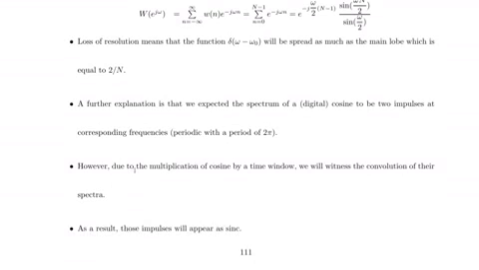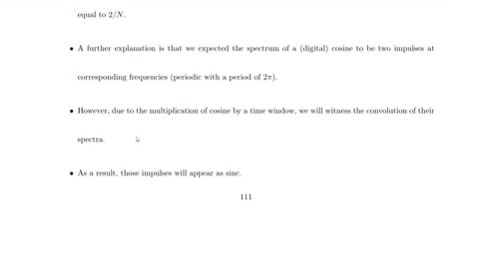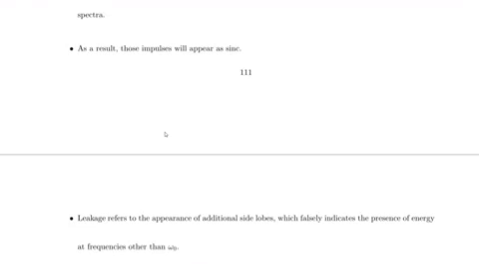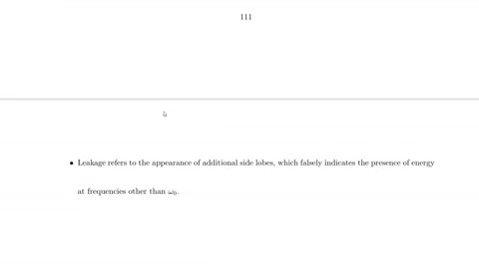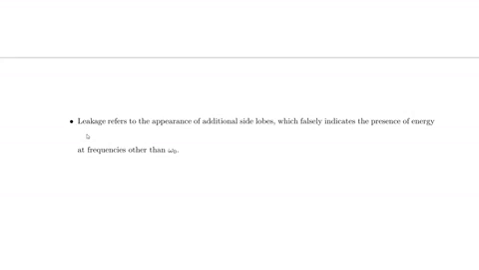However, due to the multiplication of cosine by a time window, we will witness the convolution of their spectra, and that's a very important result. And as a result, those impulses will appear as sinc. So we have lost resolution. What about leakage? It refers to the appearance of additional side lobes, which falsely indicates the presence of energy at frequencies other than omega 0.